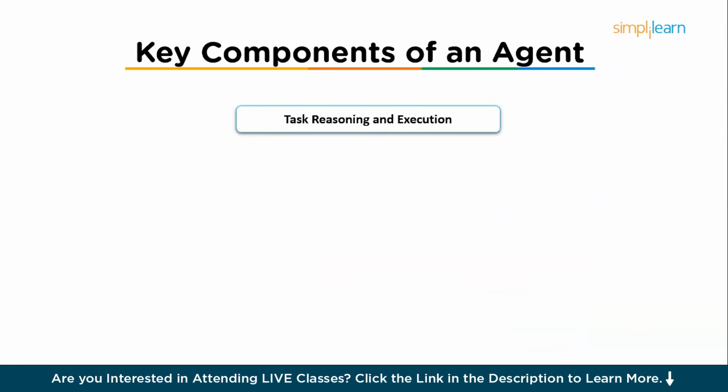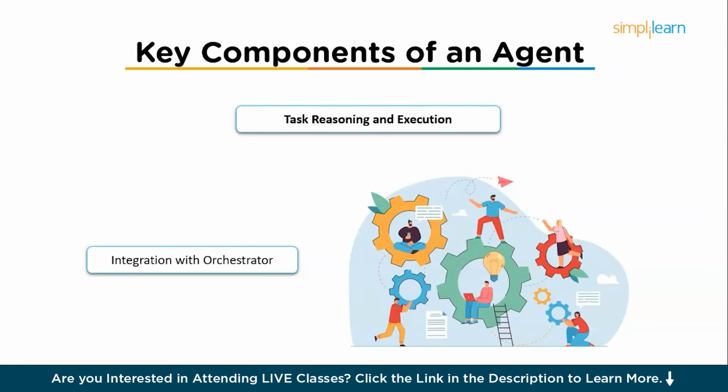Now moving on, we have integration with the orchestrator. While the orchestrator assigns and monitors tasks, the reasoning and execution component does the actual work. The two components work in tandem. The orchestrator provides the task, and the reasoning module processes and completes it. This collaboration ensures that the agent operates both intelligently through reasoning and efficiently through coordinated execution.